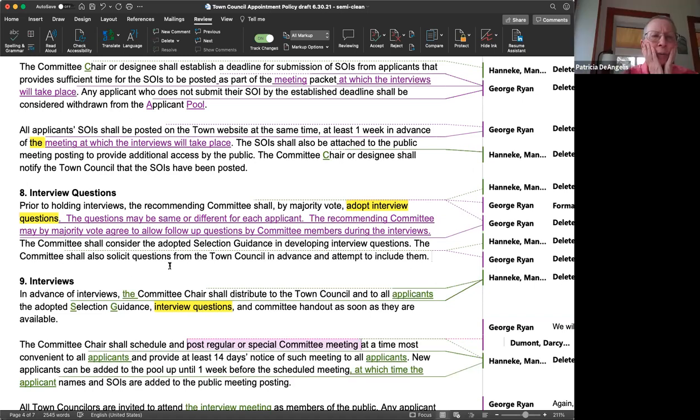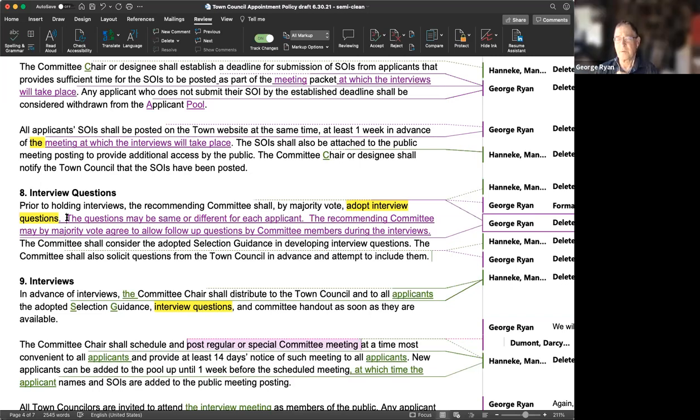I guess I'm stuck with the questions may be the same or different for each applicant. What does that now mean? Because if they're getting the questions in advance, does Mandy get her set of questions and I get my set of questions, or are there basic questions that everyone is going to be asked? And then are there questions that are more open-ended, which feel important to me? So that could be the follow-up, but I think certainly the driving spirit behind OCA is that everyone should be asked, broadly speaking, the same general questions.